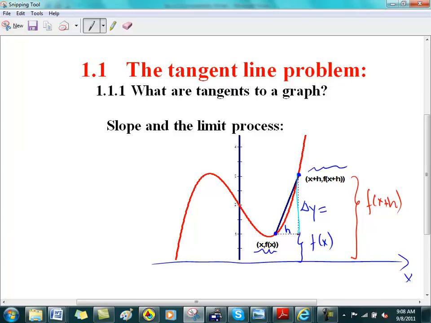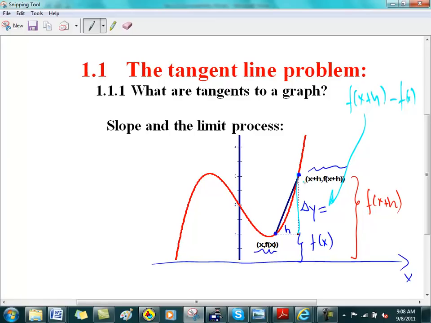Sorry? Okay. Is everybody with her? Delta y is just equal to f of x plus h minus f of x. In other words, it's the difference between this red curly bracket and this blue curly bracket to get the turquoise, or whatever that color is. You guys see that now?